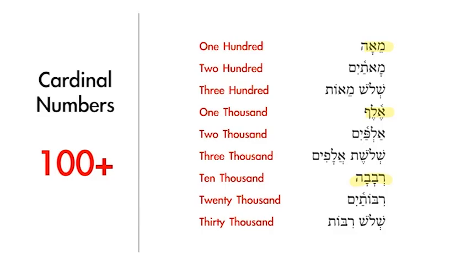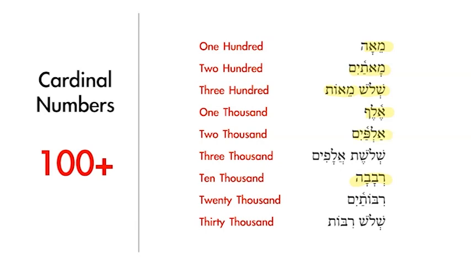Let's go back up to the 100s. The word for 200, matayim, is the feminine dual of mea, 100. So if you double 100, you get 200. That's the feminine dual form. After that, you'll have a number like shalosh, meaning 3, and then the feminine plural form of 100. So that's 300s, or 300. Again, with this number, you'll have to do math.